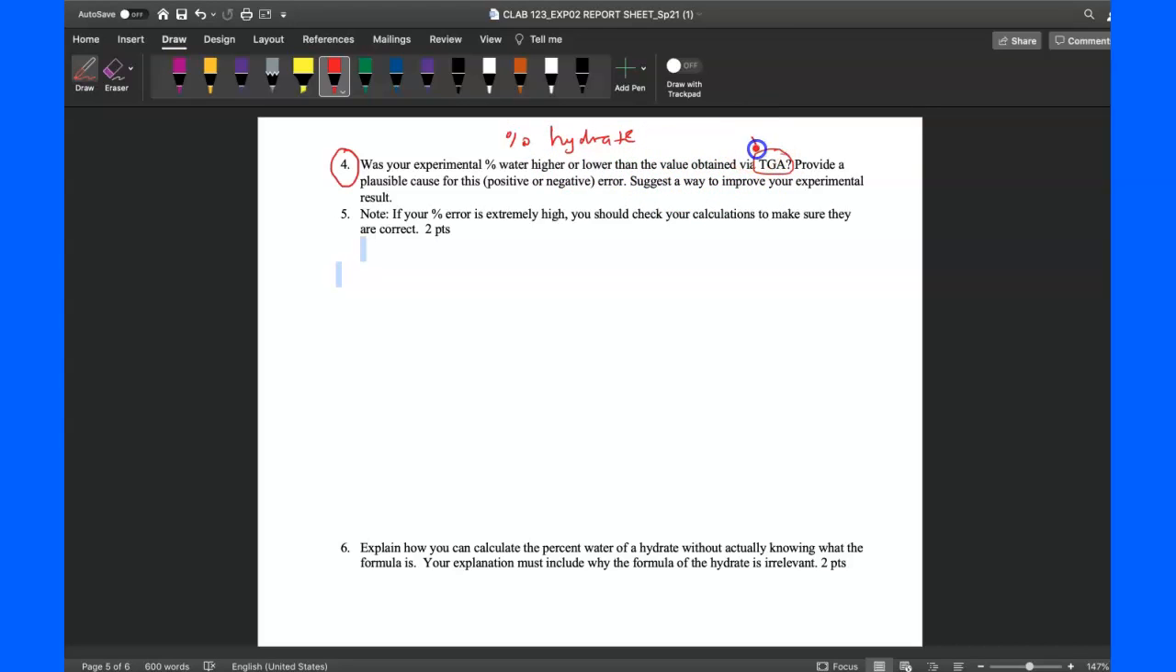So you'll need to compare your accepted value from the instrument with your experimental value. That's going to help you to calculate the percentage error. So how do you analyze your TGA? Remember, you are given an unknown.